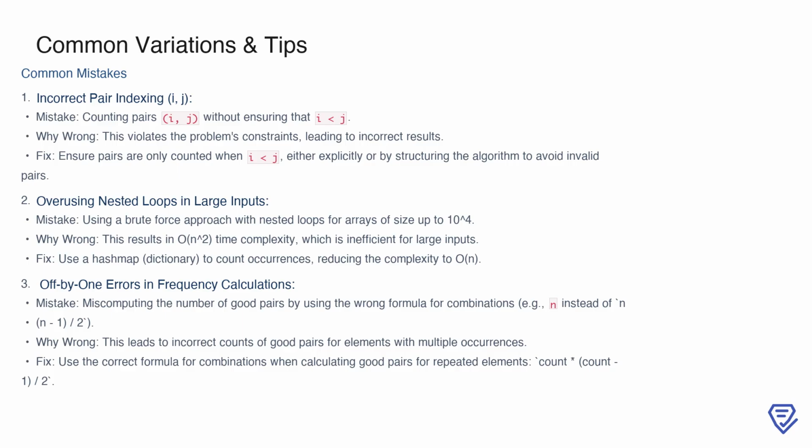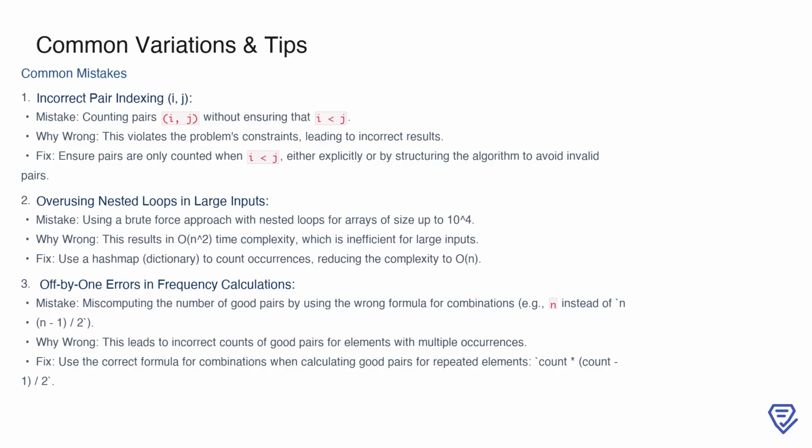First, incorrect pair indexing is a frequent issue. Remember that valid pairs must satisfy the condition i < j. If you count pairs without ensuring this, you'll violate the problem's constraints and produce incorrect results. To fix this, either explicitly check that i is less than j or structure your algorithm to naturally avoid invalid pairs.